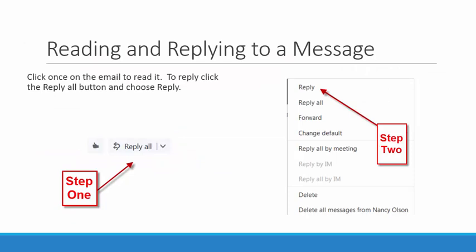To read and reply to a message, click once on the email to read it. To reply to it, in the upper right-hand corner of the message, there is a Reply All icon. You will click on that and choose Reply. Only choose Reply All if you wish to have everyone who received the email receive a copy of your response. And only click Forward if you want to send the email to someone who hasn't already received it.